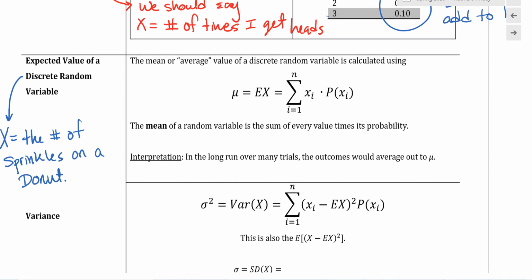Again, we're talking about the mean of a discrete random variable, and this is how we calculate it. First of all, we do use the symbol mu. For mean, we're referring to mu. I actually use this a lot. There should be parentheses there, E of x. This is called the expected value.